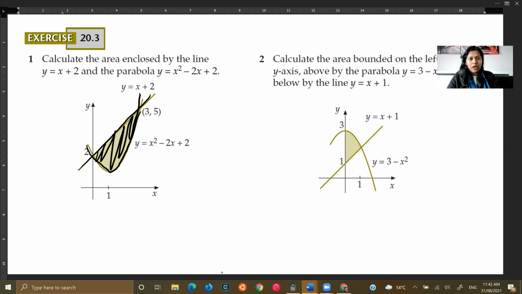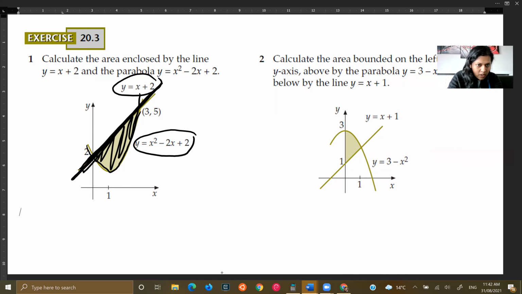There are two functions, right? One is y equals x plus 2, and the other one is this curve. So which one is at the top, and which one is at the bottom? In the area I'm looking at, that line is at the top and this curve is at the bottom. So from that I will get x plus 2, because that's at the top. You write the top function first, minus the bottom function, which is the curve.